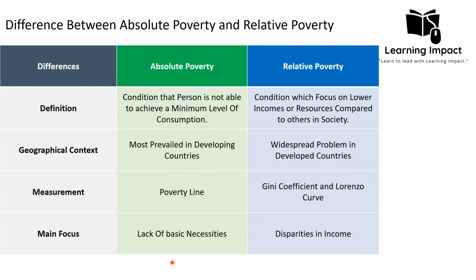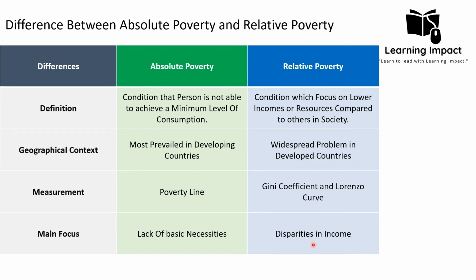Now, what is the main focus of absolute poverty? Its focus is the lack of basic necessities. It focuses on whether an individual or community is able to meet the basic necessities, which require food, clean water, shelter, or clothing. If an individual is not able to meet these basic necessities, it makes it difficult for them to survive. So in developing countries where families struggle to afford even one meal a day, or lack access to clean water and proper shelter, this is the condition of absolute poverty.